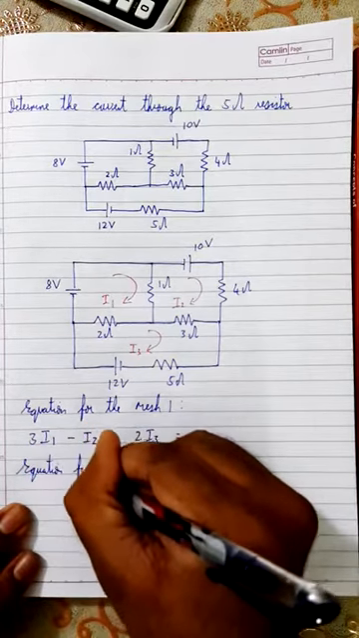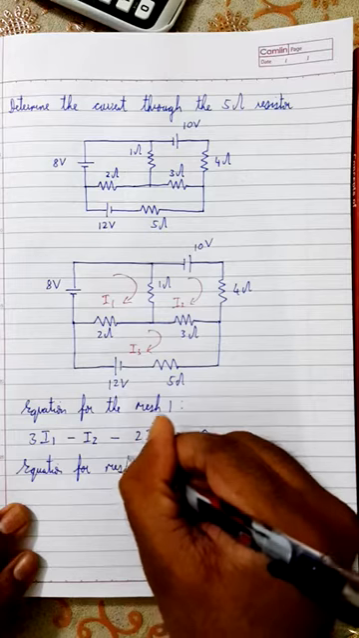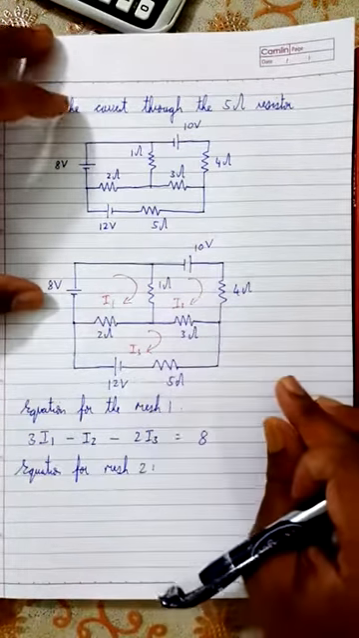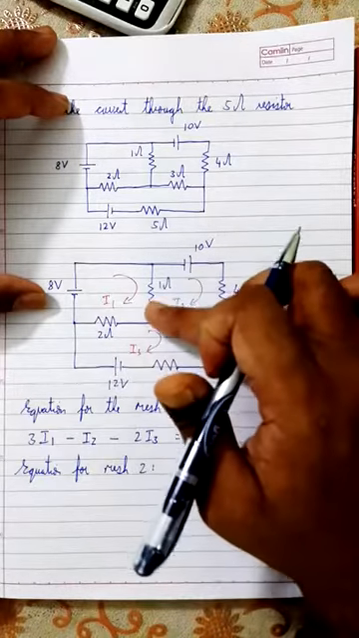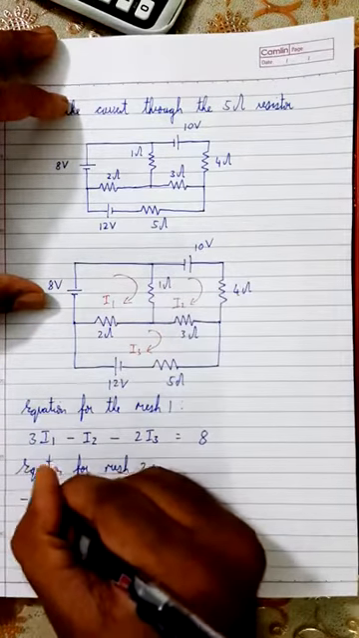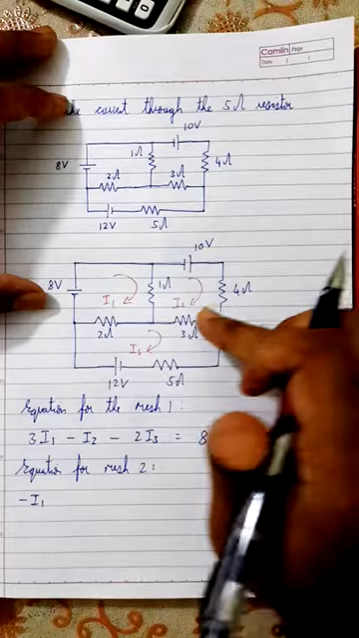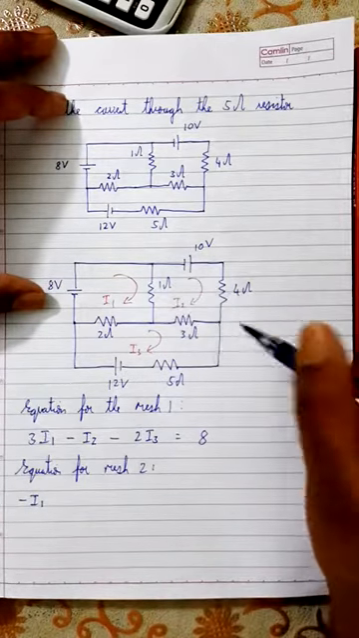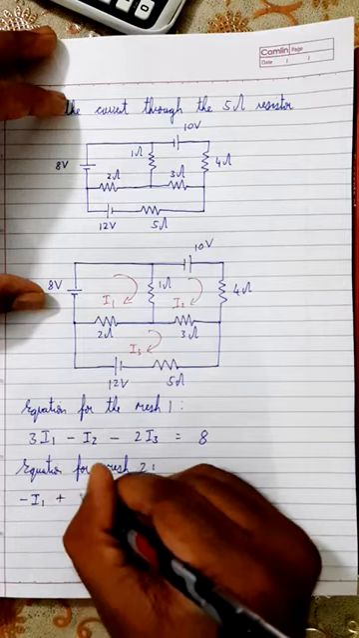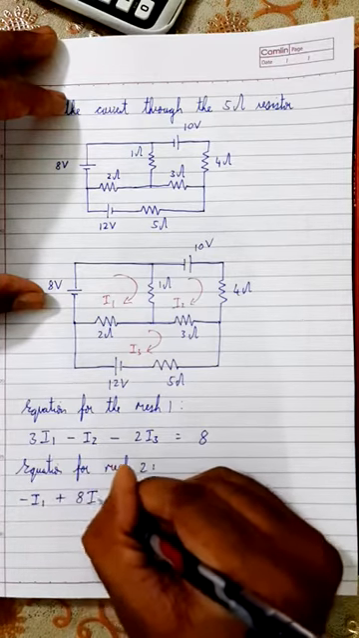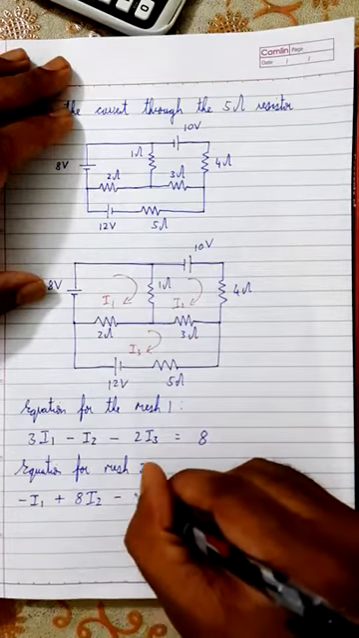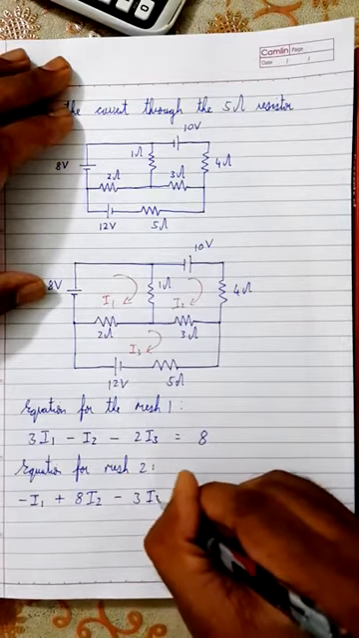Next is the equation for mesh 2, right? Mesh 2, that is this one over here. So here I1 is touching over here, so it will become minus I1. And then I2 is touching 1, 4 and 3. 1 plus 4, 5, 5 plus 3, 8. So it becomes plus 8I2, and I3 is touching only this, so it will become minus 3I3.